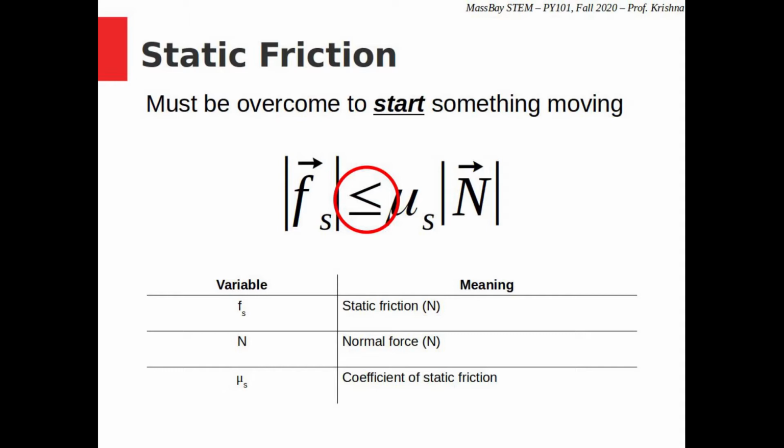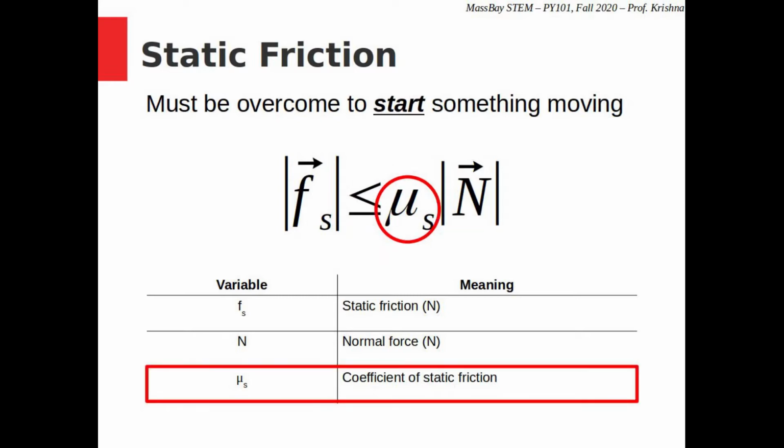It can change its value. In fact, it can take on any value up to a certain threshold. And the size of that threshold is given by the right side of this inequality. You probably noticed a second unusual thing. The N on the right side is our familiar normal force, but there's a newcomer here. That is the Greek letter mu sub s. It's called the coefficient of static friction.